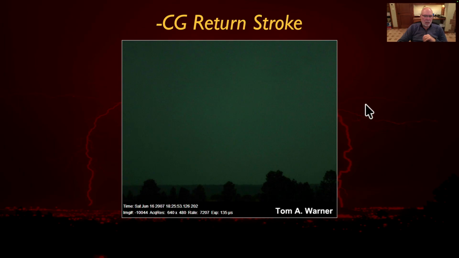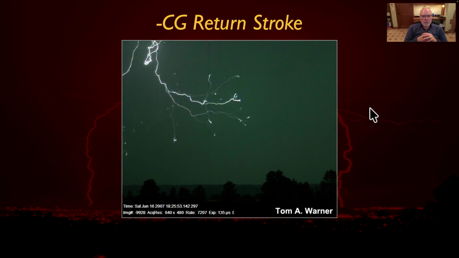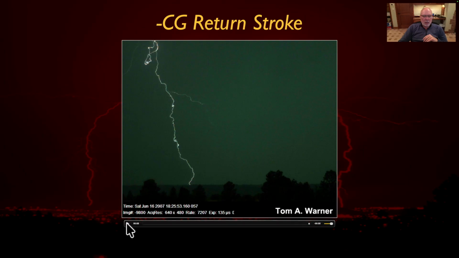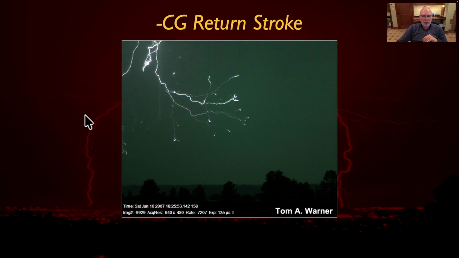Here's what it looks like with a high-speed camera. This is a negative CG flash and happens to be one of the first flashes I ever captured with a high-speed camera. So very dendritic, negative leaders branch out, and then one of those branches reaches all the way down to the ground and causes that bright return stroke.